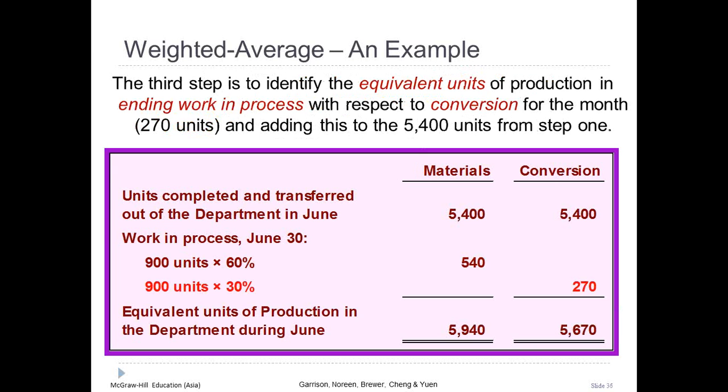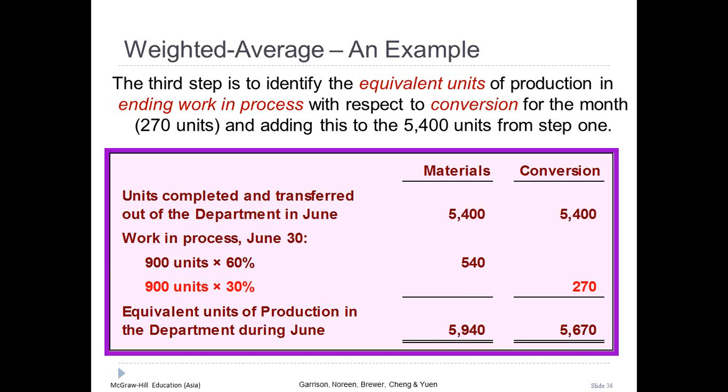The third step is to calculate the equivalent units in ending inventory as to conversion. We know there are 900 units in ending work in process inventory that are 30% complete as to conversion. So there are 270 equivalent units as to conversion in ending inventory. For conversion, we add the units completed and transferred out to the equivalent units as to conversion to arrive at a total equivalent units as to conversion of 5,670 units.